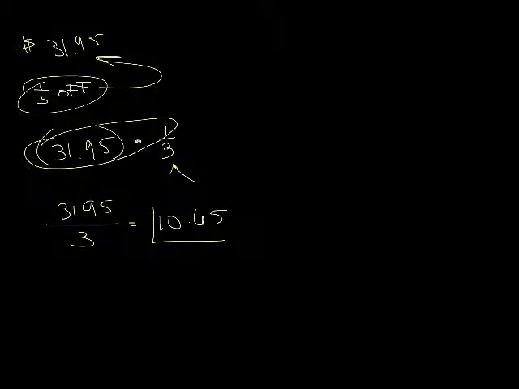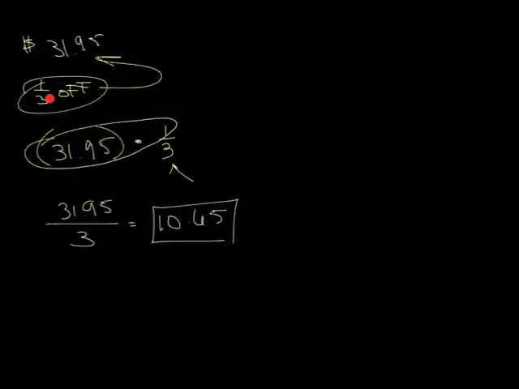Now, this is a key part right here. That $10.65 is the 1/3 we're taking off. It's not how much you're paying for the pants, it's the amount you save on the pants. So to find out how much the pants cost, we're going to have to take the original price and take 1/3 off and get $21.30 for the pair of pants. Okay, so that is the 4.5 lecture.